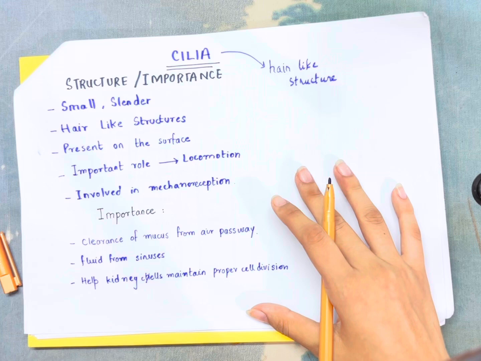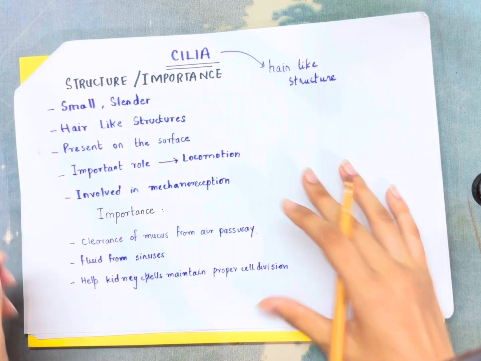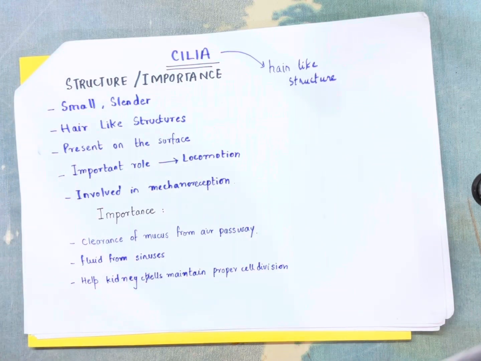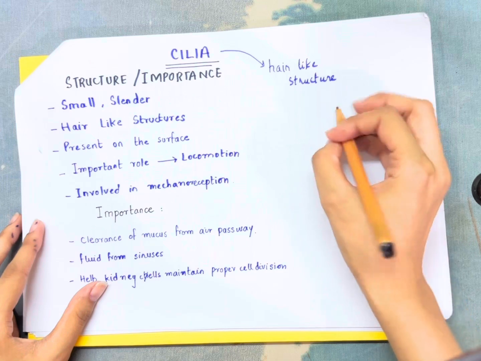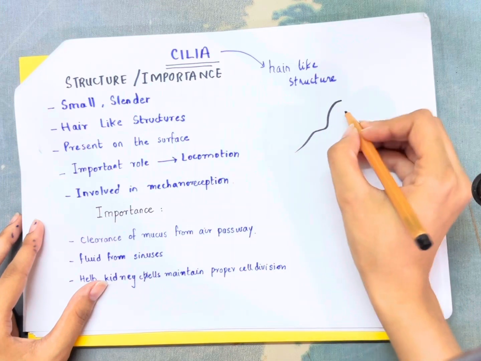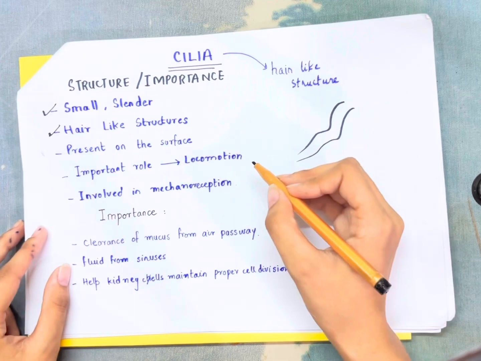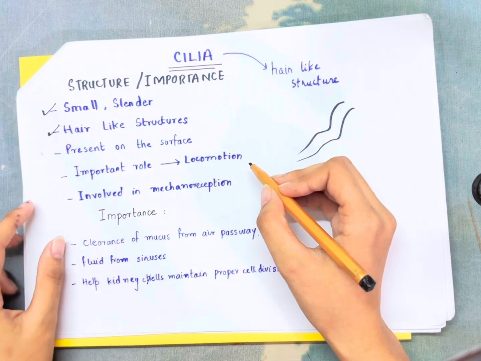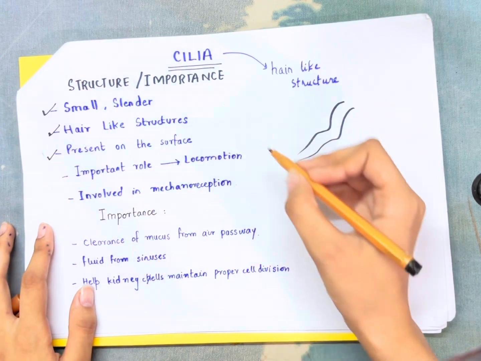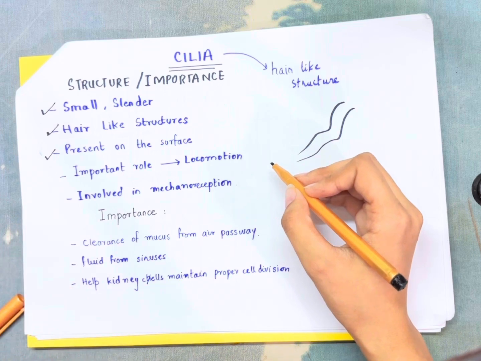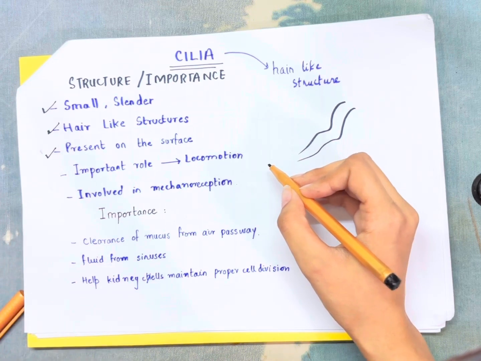Now, let's have a look at the structure and the importance of cilia. So cilia are small, cylinder-like structures. When you talk about cylinder, it means something that is thin. Next, it is a hair-like structure, and it is present on the outer surface. What is the important role? The important role of the cilia is locomotion.